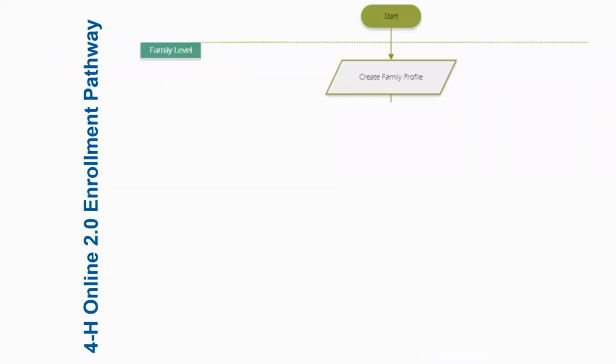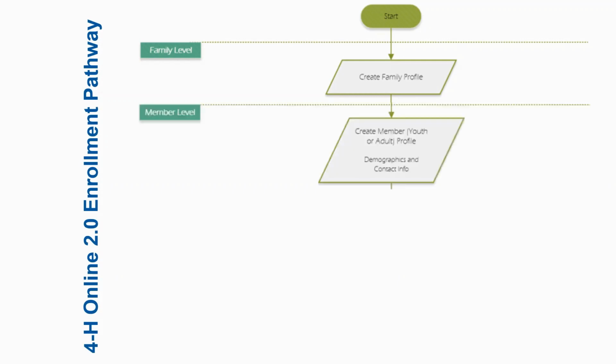At the family level, a family profile is created. This is the same as 1.0. However, the member and program level are separate in 2.0. At the member level, the family adds individuals, youth or adults, into the system and creates a profile.